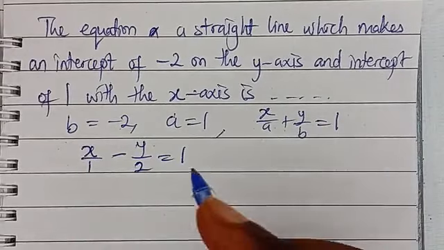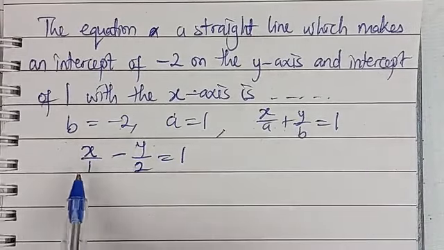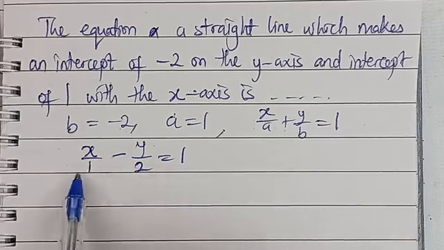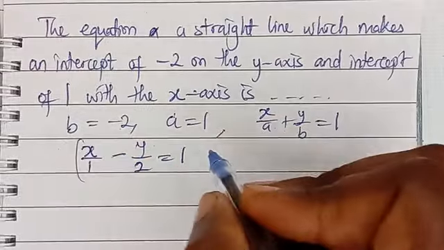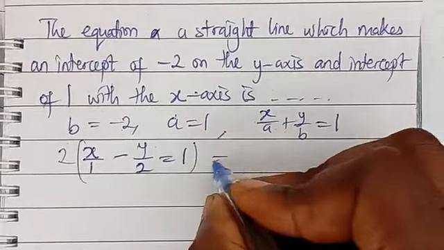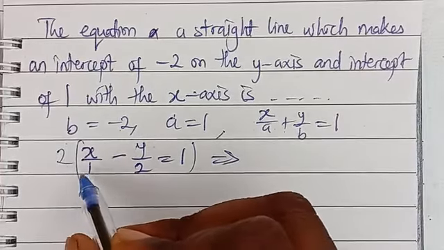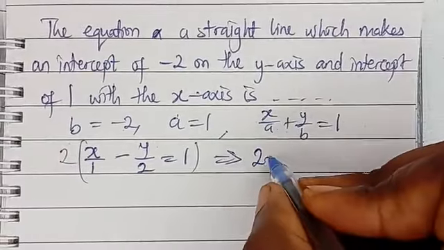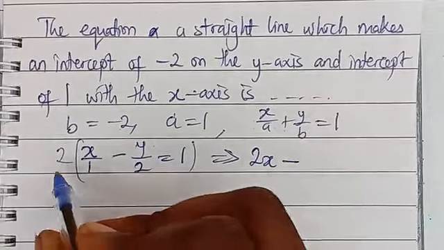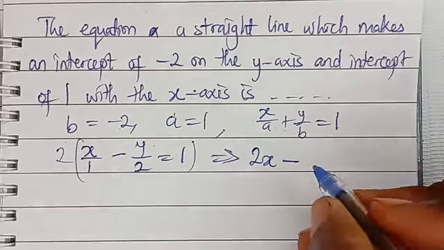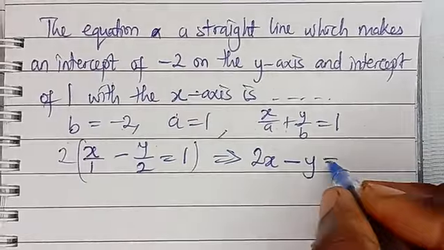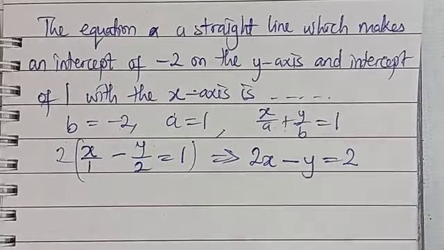Now the next thing we have to do is to multiply every term by the LCM of the denominators. The LCM of the denominators is 2, right? So we multiply every term by 2. And this gives us 2 divided by 1 is 2, so 2 times x is 2x, minus 2 divided by 2 is 1, 1 times y is just 1y, and then 2 times 1 equal to 2. So this is that equation.